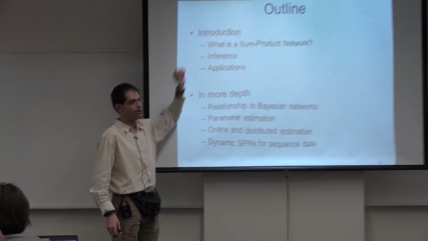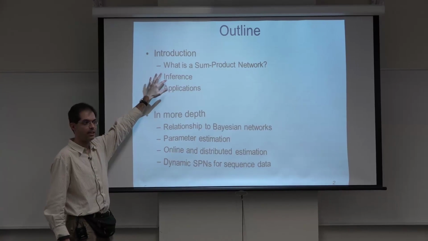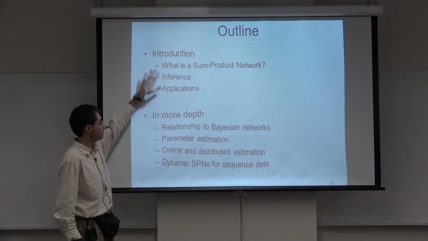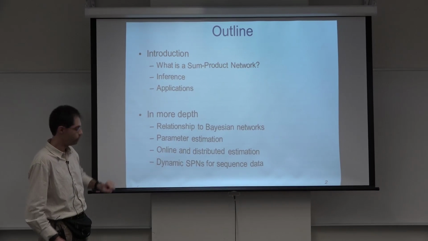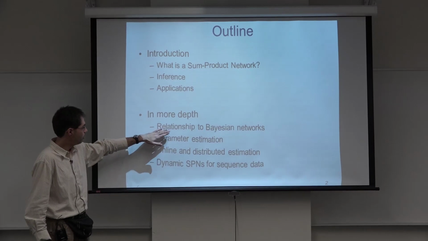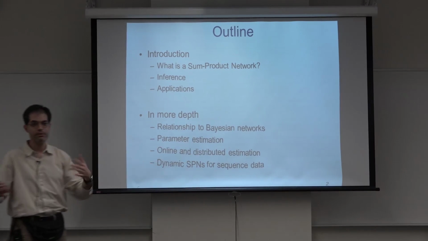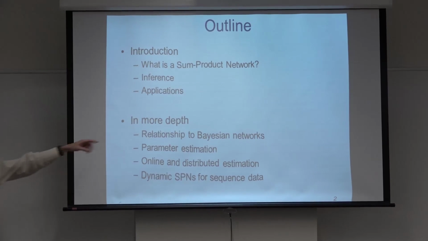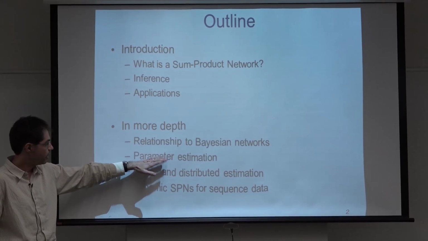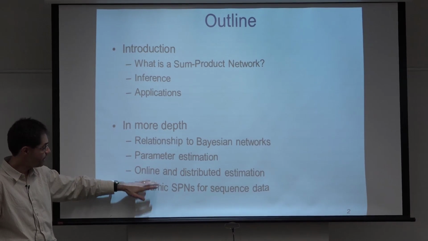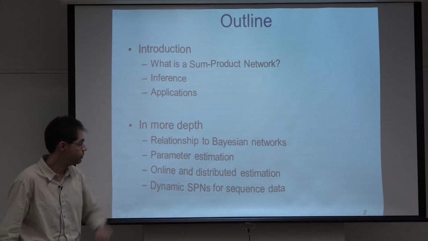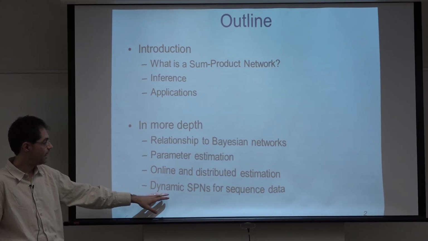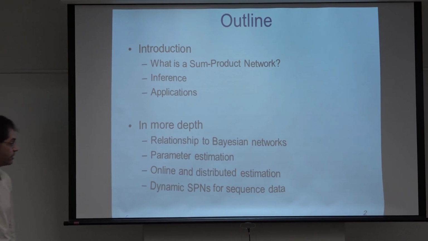All right, so we're going to start with just what is a sum product network. Then we'll talk about how we can use them to do inference and some applications. So this will be the introduction, fairly high level. And then again, we'll go into more depth. We'll talk about the relationship to other types of probabilistic graphical models, so for instance, Bayesian networks. I'll talk about some algorithms for parameter estimation, and then as well how to turn them into online algorithms and distributed algorithms. And then we'll talk about dynamic sum product networks for sequence data.